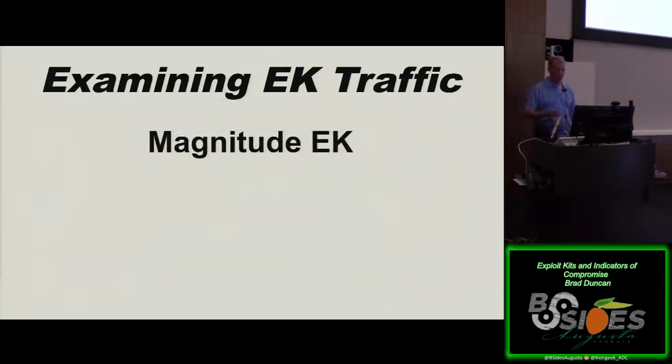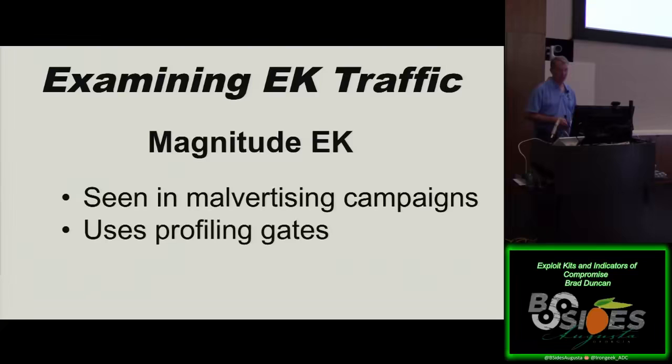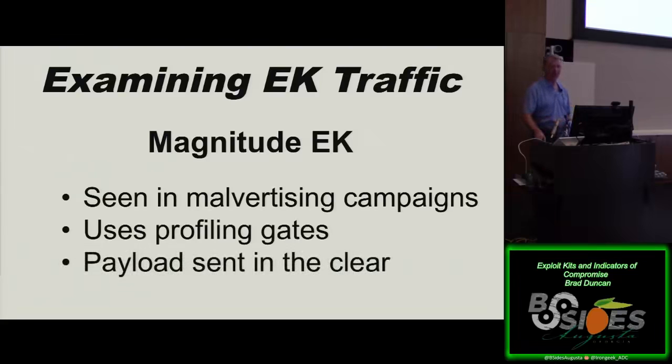So if we're looking at individual exploit kits, first we'll look at Magnitude. Magnitude, from what I've seen, generally comes from malvertising campaigns. It uses profiling gates, and the payload, when it's sent over the network, is sent in the clear. And this is one of the few leading exploit kits that sends its payload in the clear. So you can actually detect this if you're running something like Security Onion and you have Bro, and you can extract that exe from the traffic.